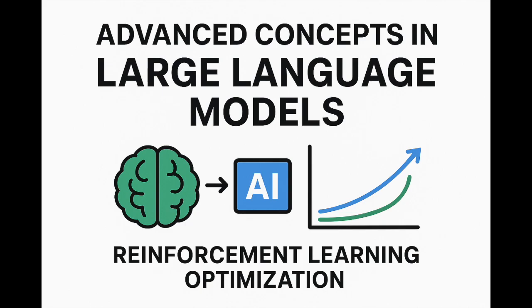Its only job is to predict which response a human would prefer, to output a score reflecting helpfulness, harmlessness, whatever criteria you defined. Okay, so you have a model that can judge. Now, Phase 3 uses that judge.